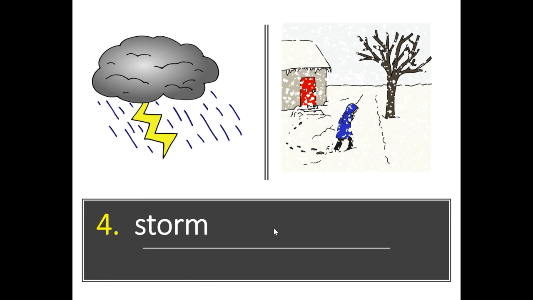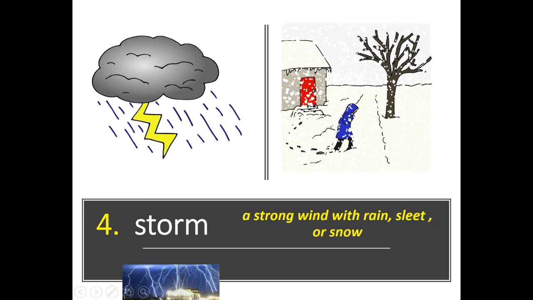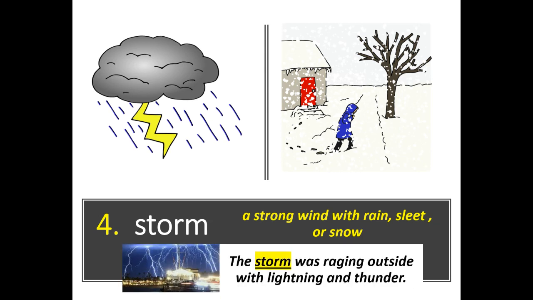So, number four is storm, S-T-O-R-M. Write that down, storm. A storm is a strong wind with rain, sleet, or snow. See, there's rain, sleet, or snow in one or both of the pictures. Storm. The storm was raging outside with lightning and thunder. Storm.